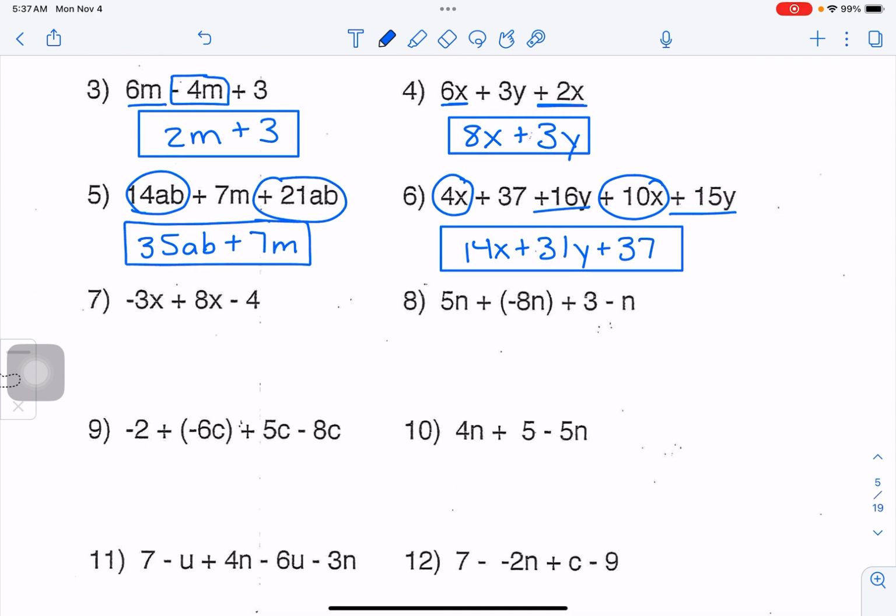Again, remember that the sign in front of it names the variable. So if I move on to number 7, I now have a negative 3x and a positive 8x. So 8 minus 3 would be 5x, and I bring down the minus 4.